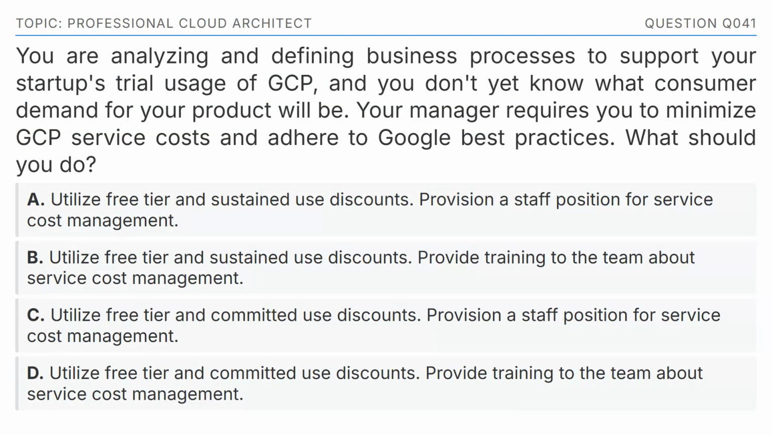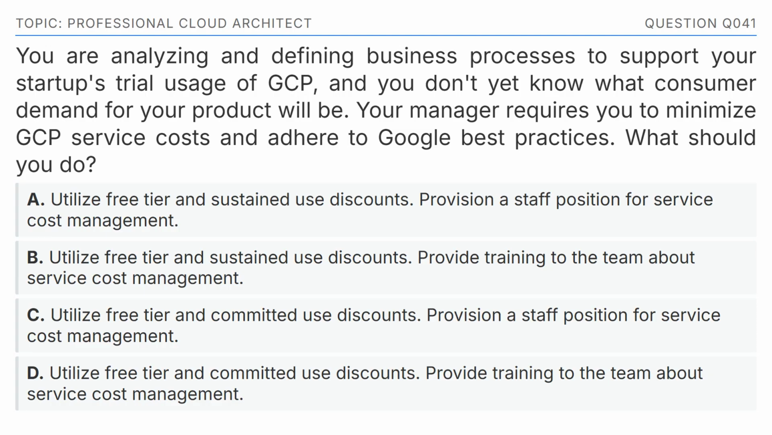You are analyzing and defining business processes to support your startup's trial usage of GCP, and you don't yet know what consumer demand for your product will be. Your manager requires you to minimize GCP service costs and adhere to Google best practices. What should you do? The options are: Option A, utilize free tier and sustained use discounts. Provision a staff position for service cost management.